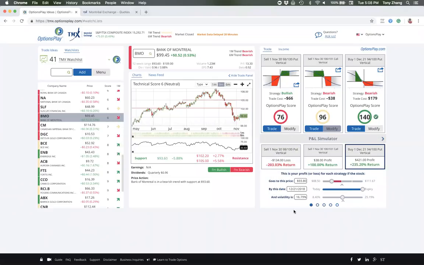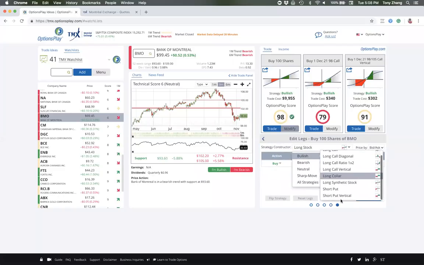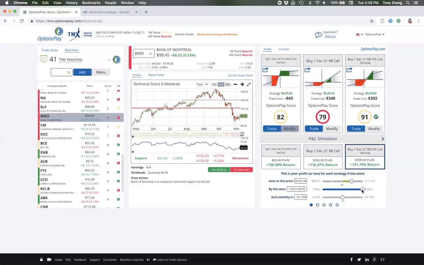So for example, let's go back to the BMO example. Let's select I'm bullish, and I'm going to modify this to that bullish strategy that I was looking at before. I think it was the November 30th, 99.5, 97.5. Yep, this was the one we were looking at. Let's take a look at how implied volatility affects this. Let's say the stock stays neutral halfway through expiration. I've made 92% return.